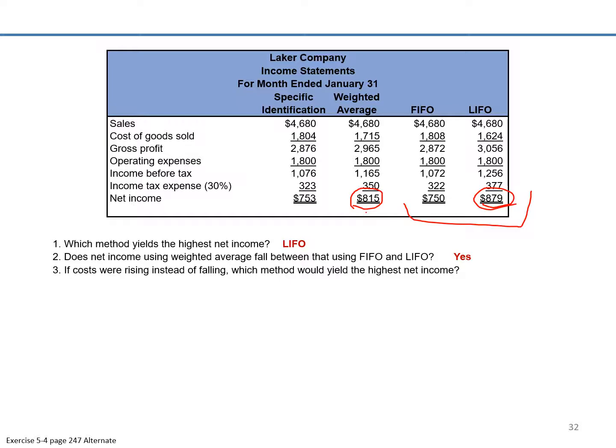If costs were rising instead of falling, which method would yield the highest net income? That'd be FIFO, right? If costs are rising, that means the first costs to go through your cost of goods sold are the cheapest, which means your cost of goods sold expense is lowest, which yields higher net income, right?